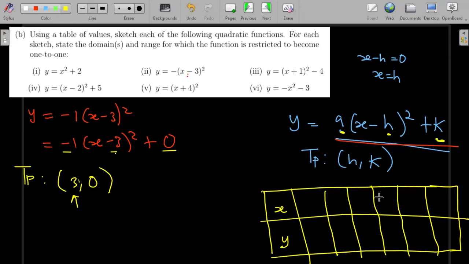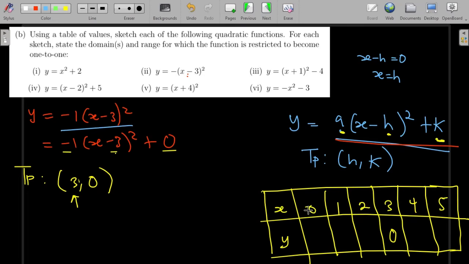So if my x is 3, my y is 0. And then I pick 3 values below it, and then 2 values above it. So what am I going to pick? If this is 3, then this one should be 2, 1, and 0. And then this one should be 4 and 5. And then now we use this equation here to find the corresponding values for the y's.